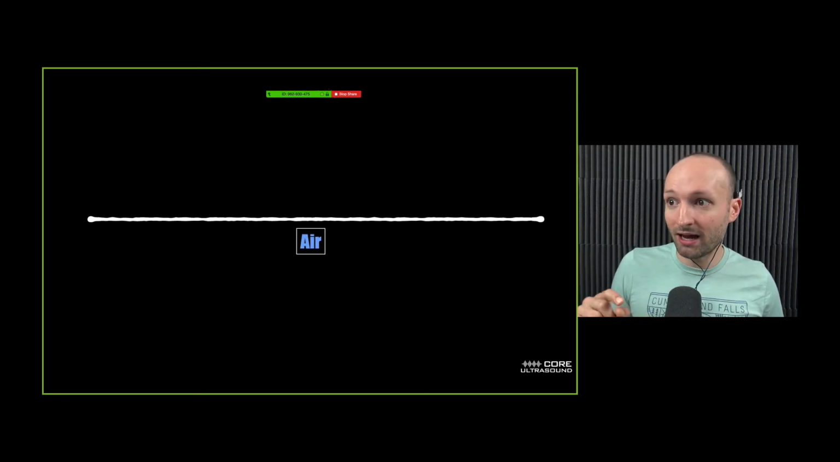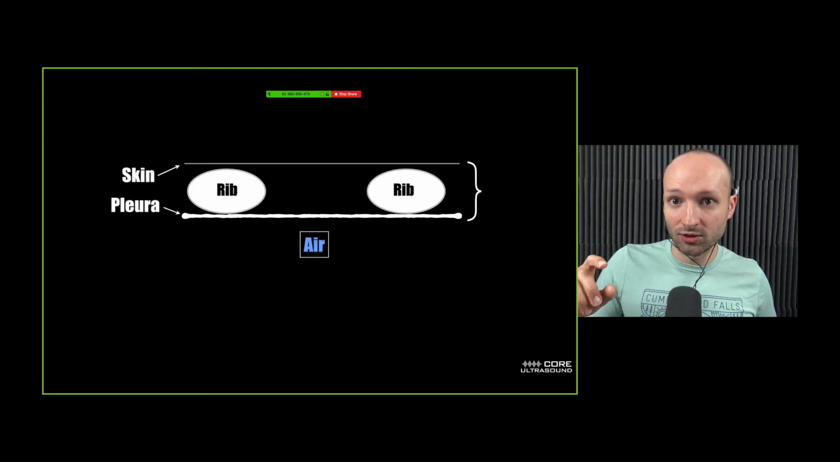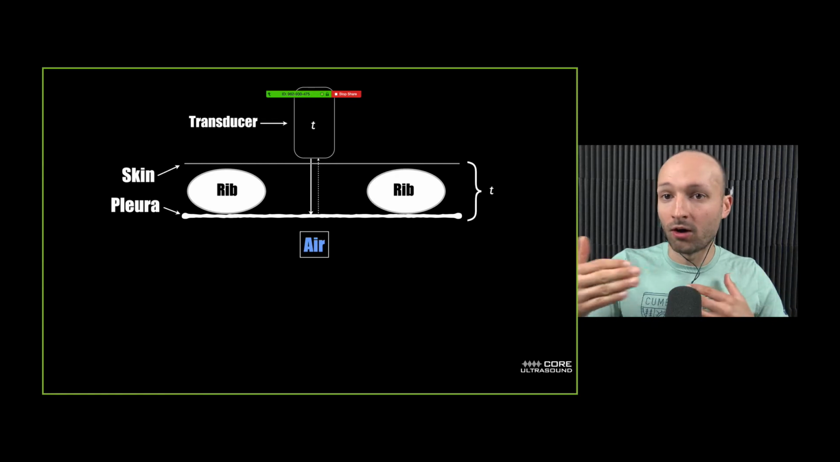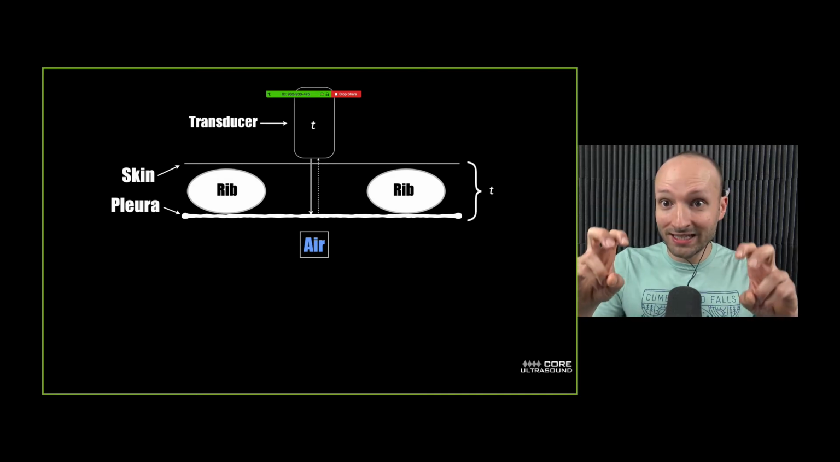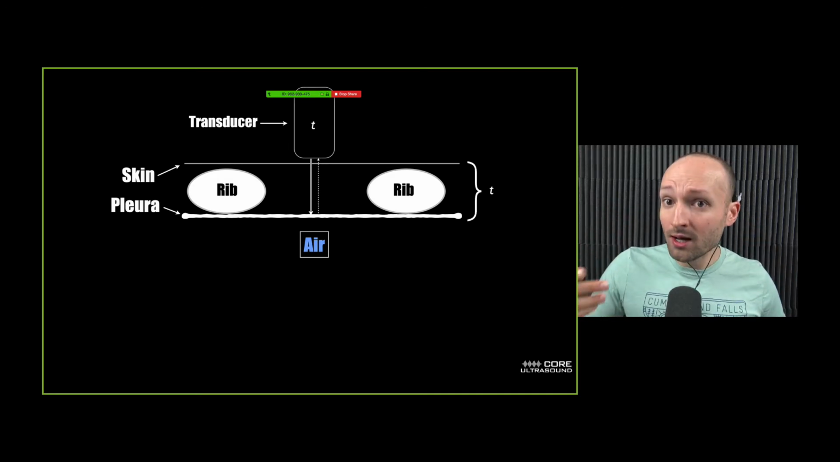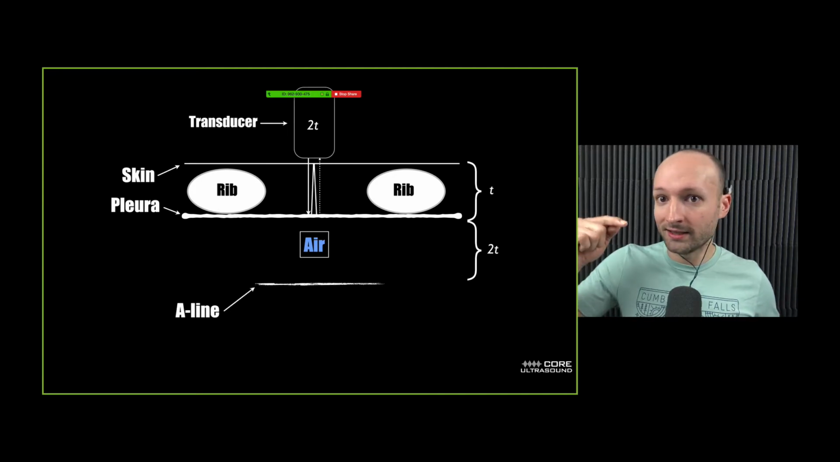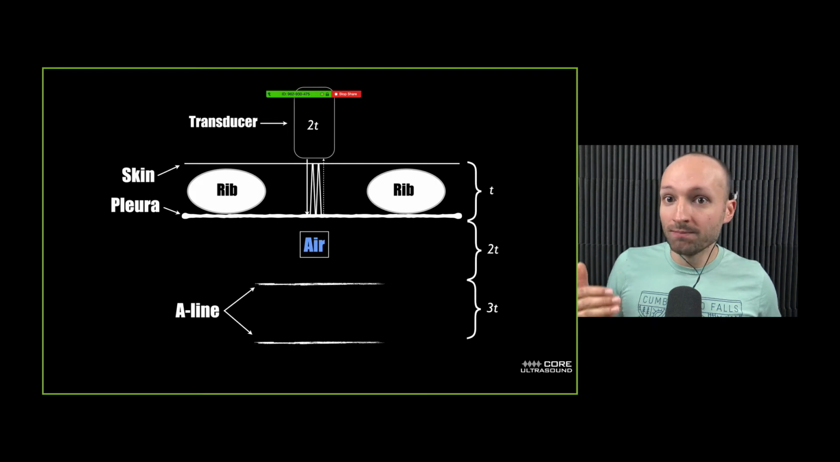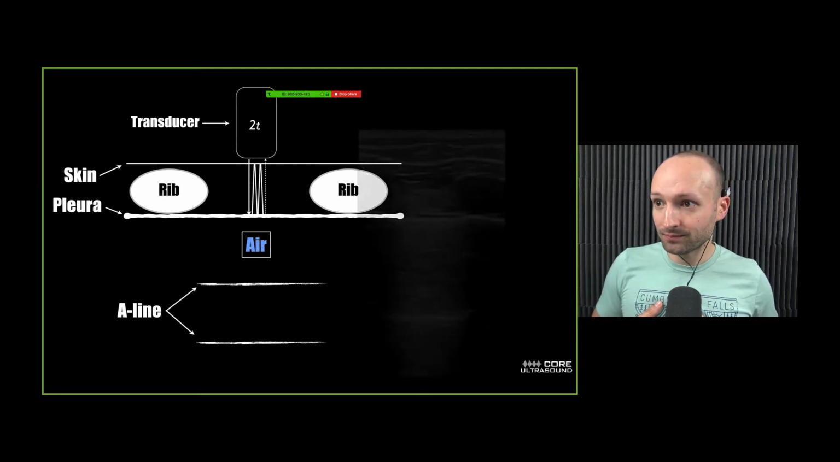So let's talk about A lines. We have that same pleural line and a transducer, and it sends out a sound wave that bounces off the pleural line. We'll say it took T amount of time to make it back to the transducer. The ultrasound machine thinks that all sound moves at the same speed in the body, so it generates an image of that pleural line at T distance away from the transducer. But the machine is continually sending out sound waves and listening. The next one will come back, hit the pleural line, hit the skin, hit the pleural line again, and then go back to the transducer. So instead of taking T amount of time, it might take 2T amount of time, and so on and so forth. This is how A lines are generated, and they look like this.